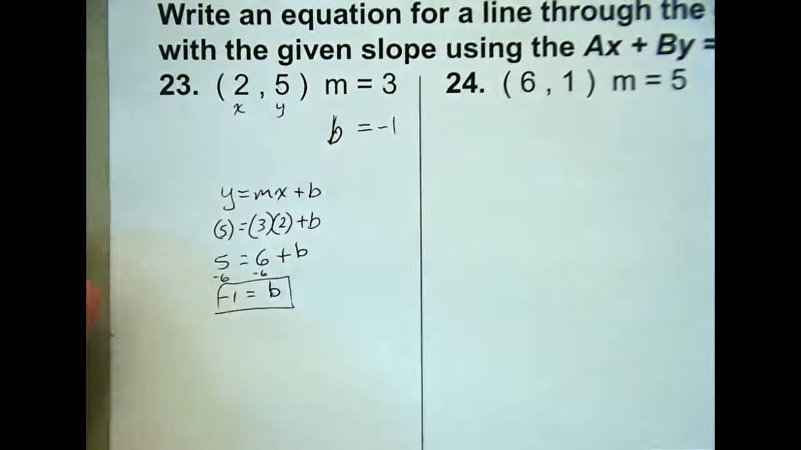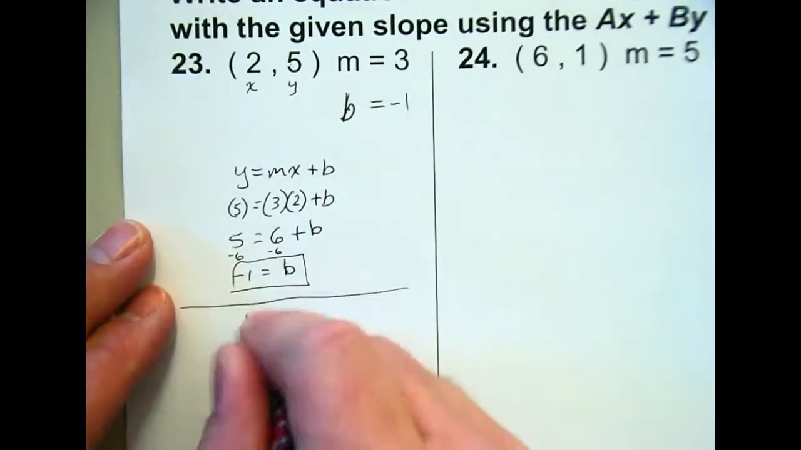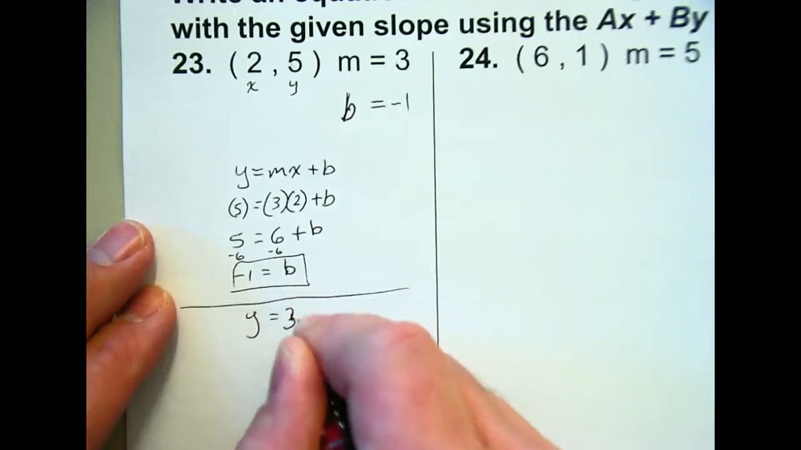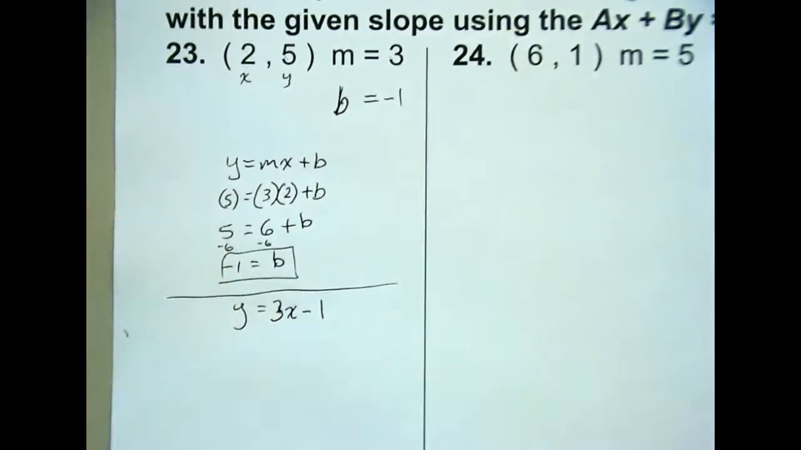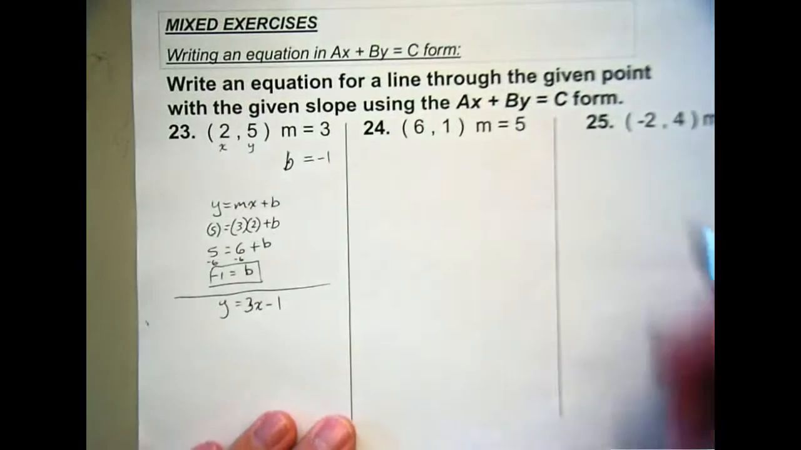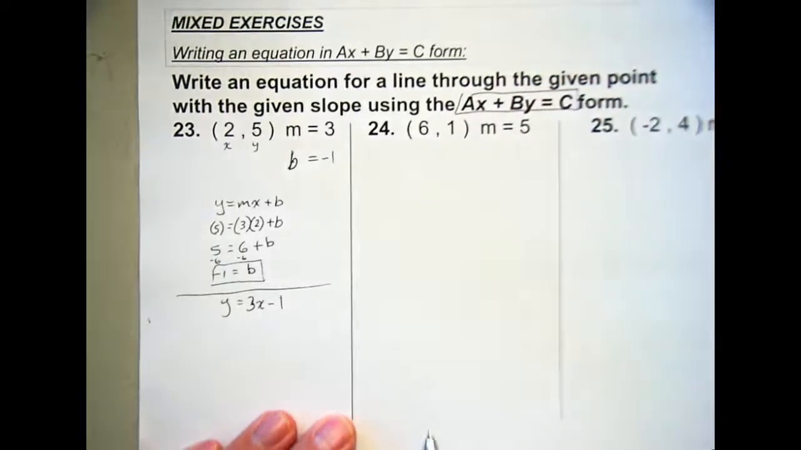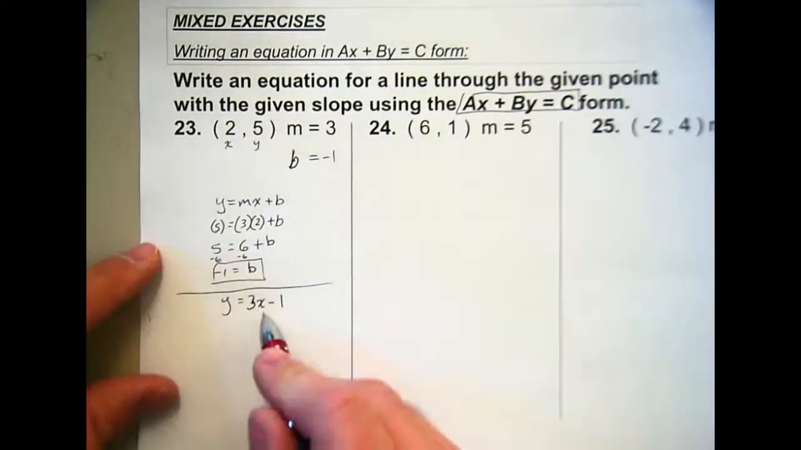So our equation is going to be y equals 3x minus 1. Now, is that what they've asked us to do? They said to write the equation, but we need to put it in this form. Okay? Now remember, if we're putting it in standard form, we need to start moving.